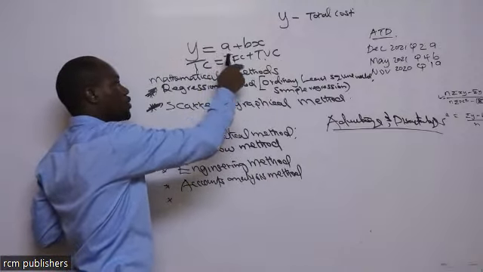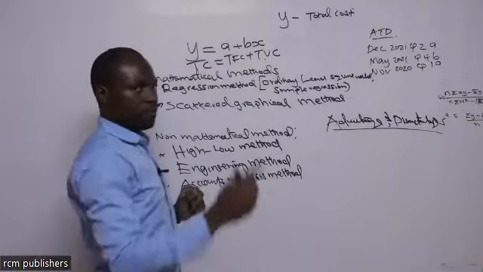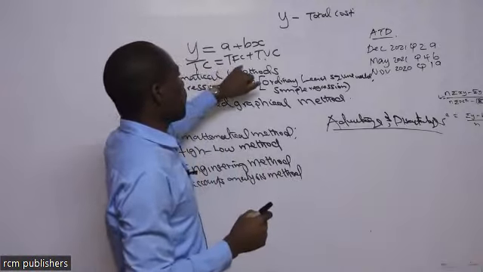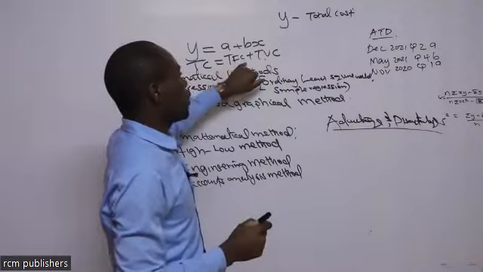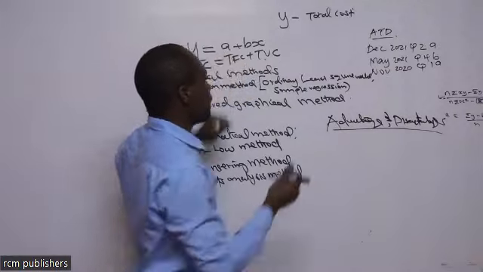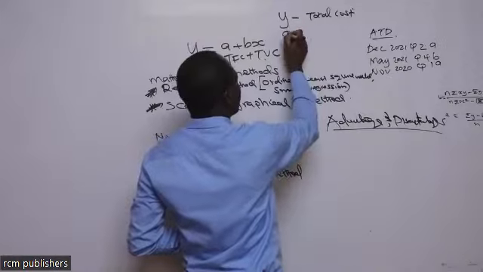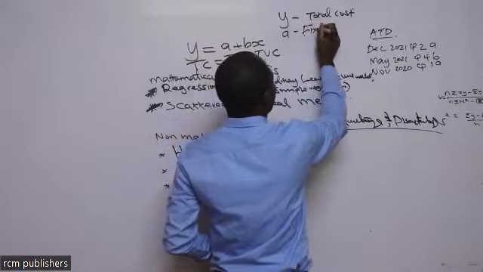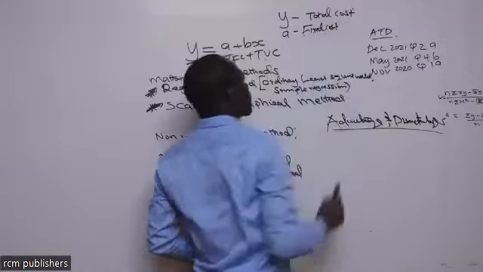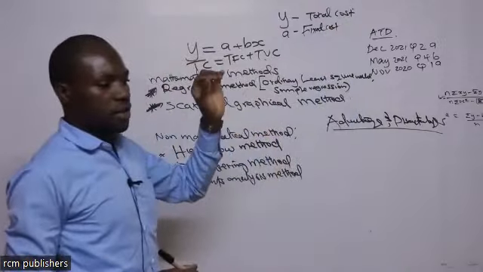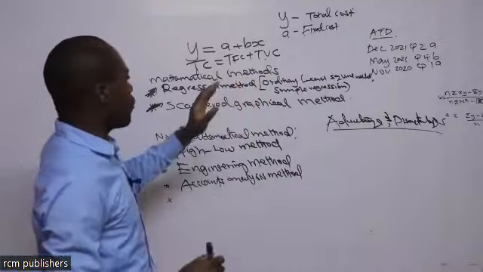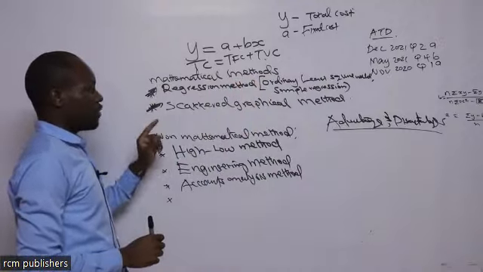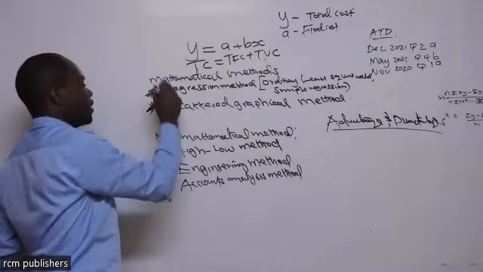My total cost here, if total variable cost is equal to 0, is the same as the total fixed cost. So this total fixed cost at 0 units, at 0 activity level, what does it represent? Letter A. So this letter A is the total fixed cost. If I'm going to draw a graph, which graph is that? The scattered graph method.